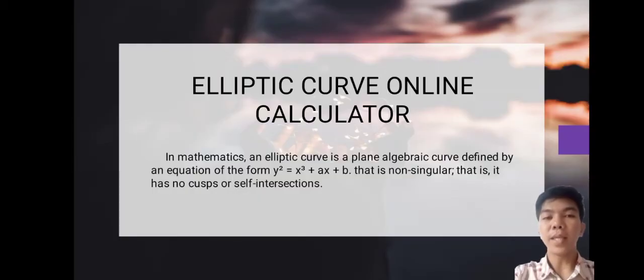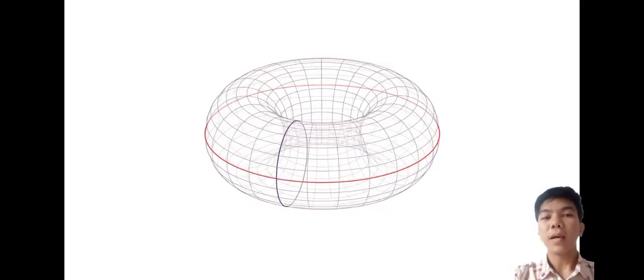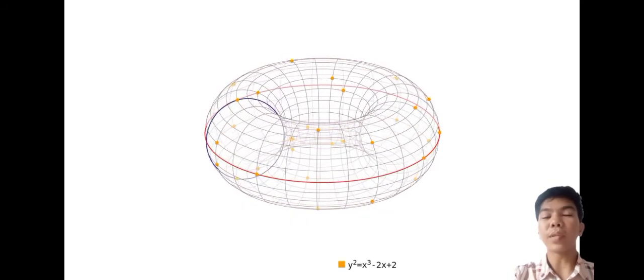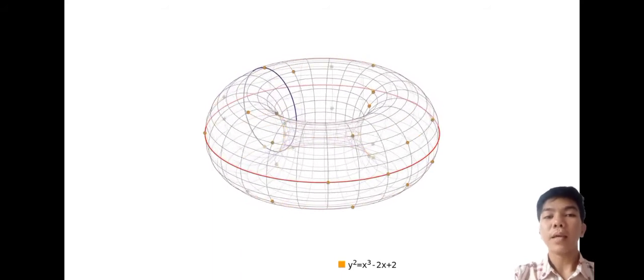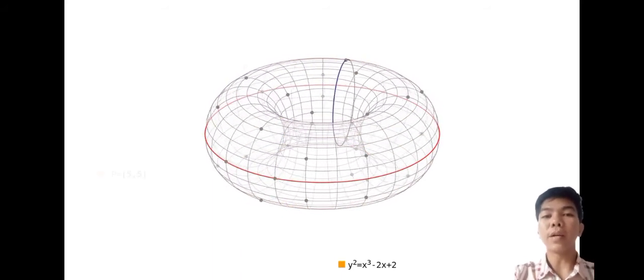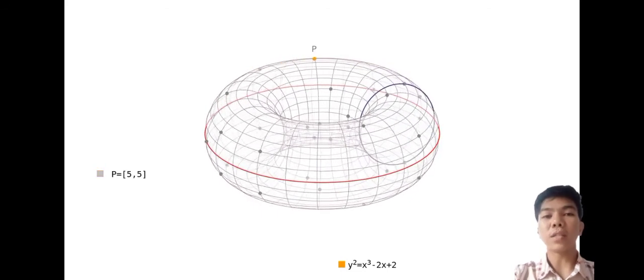Next is elliptic curve. In mathematics, an elliptic curve is a plane algebraic curve defined by an equation of the form y squared equals x cubed plus ax plus b that is non-singular. That's it. It has no cusps or self-intersections. Elliptic curves are especially important in number theory. They constitute a major area of current research.